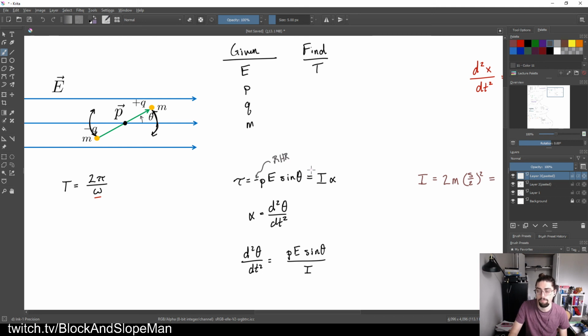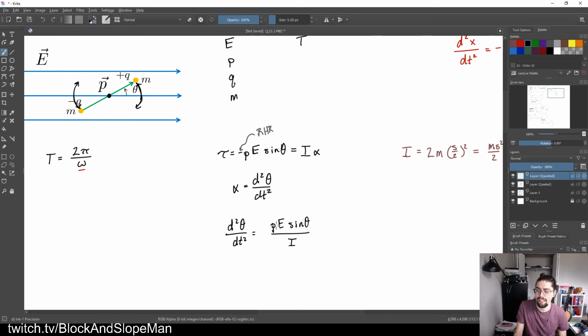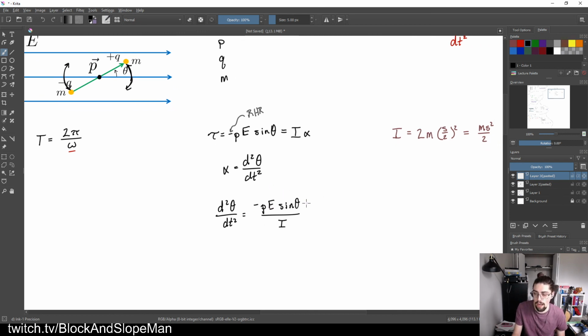Right-hand rule. But let me talk about that towards the end here and why, if you didn't grab that the first time around, it's not going to be that much trouble. So negative P E sine theta over I. But again, this is not just theta. If it was just theta instead of sine of theta, I'd be done. I could solve this thing. I could just set this equal to omega squared, but I can't.